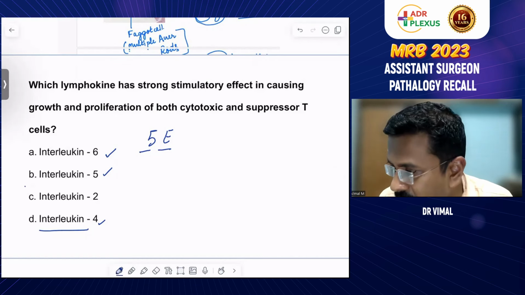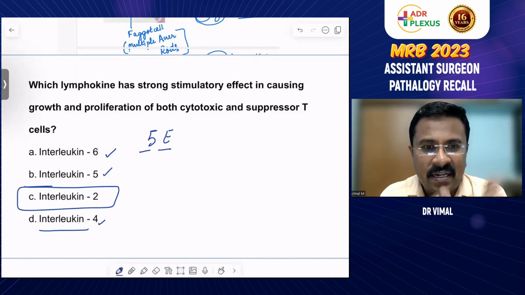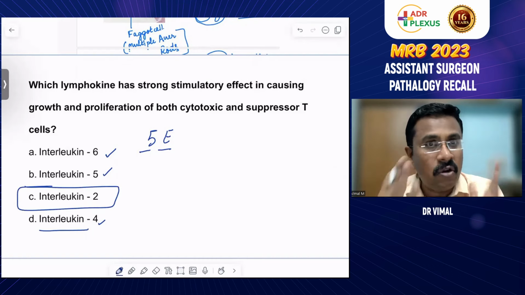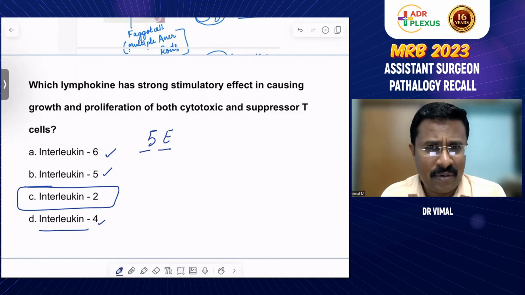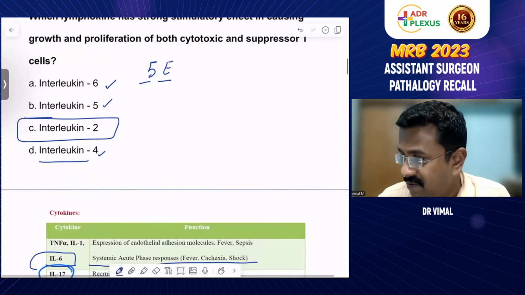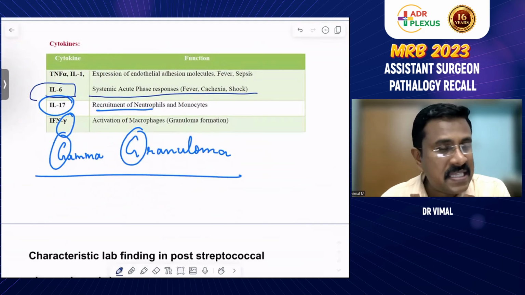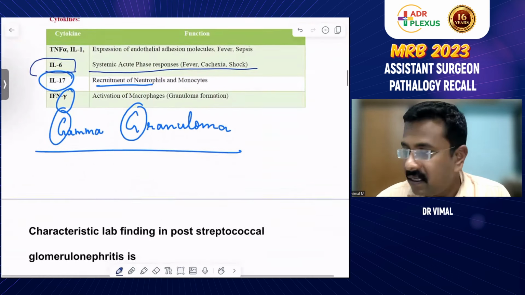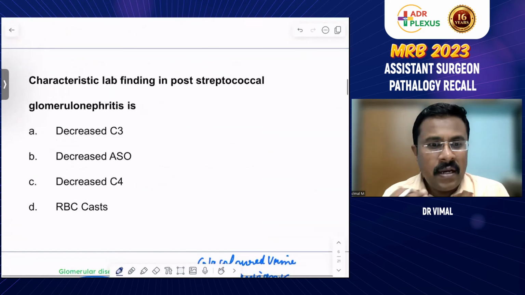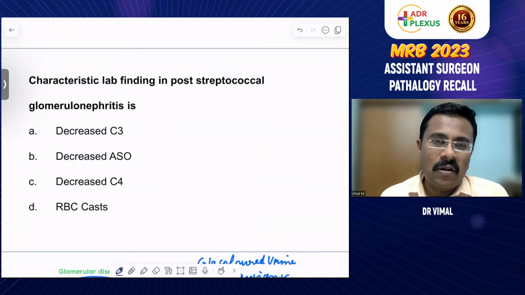Then the last option, interleukin 2, has a strong stimulatory effect which causes the growth and proliferation of both the cytotoxic as well as the helper T cells. So interleukin 2 is the answer here, as discussed. You can see in your notes the exact details of all our interleukin discussion. Now, another straightforward question which we got in this MRB exam is about post-streptococcal glomerulonephritis.